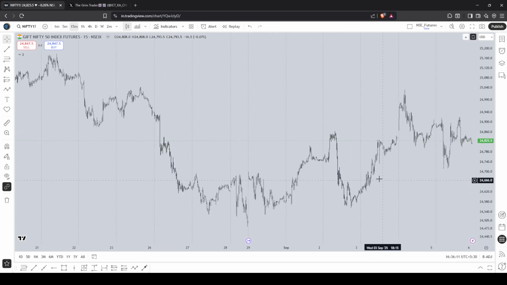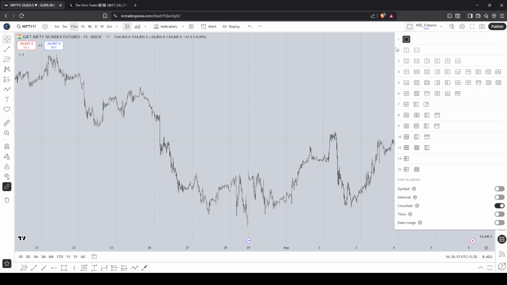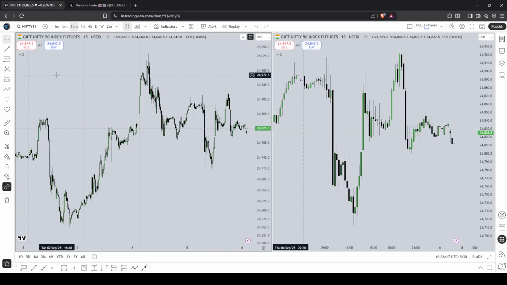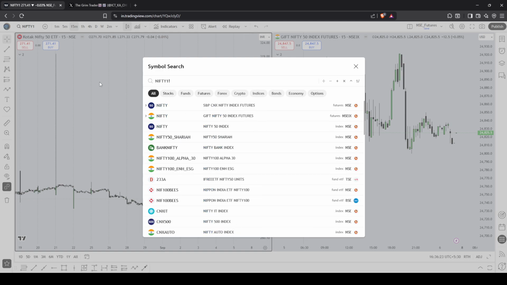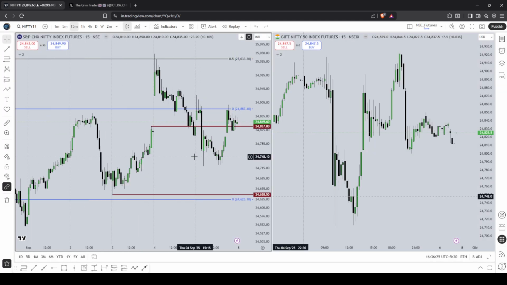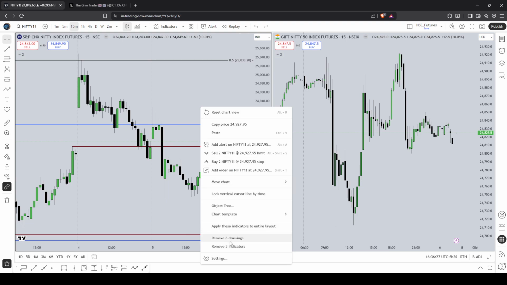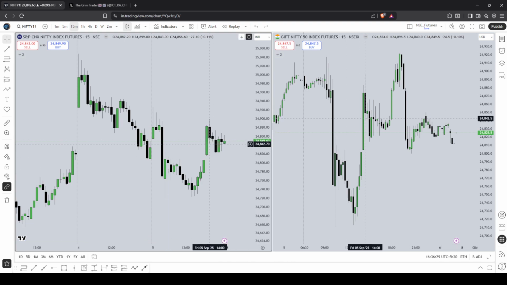And how you trade this is, you look at the chart of the GIFT Nifty and you execute on the NSE Nifty futures, which operates between 9:15 a.m. and 3:30 p.m. India time. That's all there is to it.